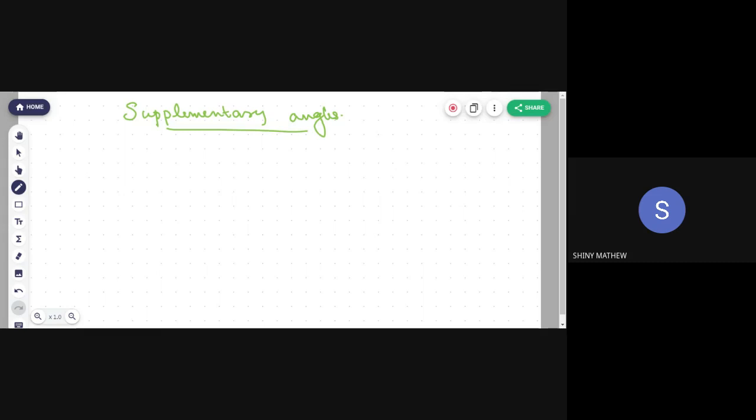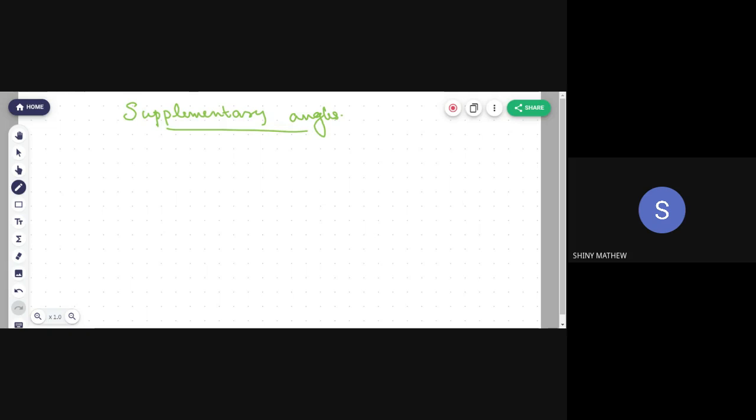In the same way, 120 and 60, then 140 and 40, or otherwise 110 and 70. All these angles are supplementary because their sum is 180 degrees. Okay, so you can write below.